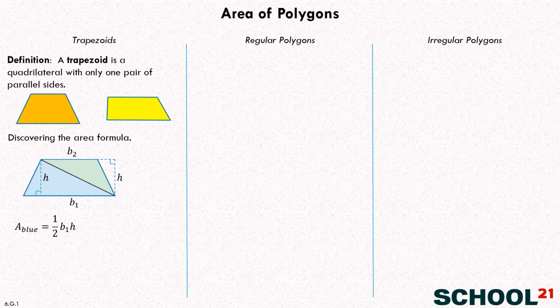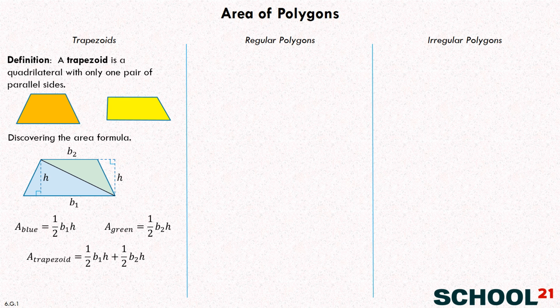Now, what's the area of that other triangle, not the blue one, but the one on the upper side? 1/2 B2H, right? So that's the area of the green triangle. The area of the whole trapezoid is just those two things added together, right? 1/2 B1H plus 1/2 B2H. Does that make sense? Yeah.